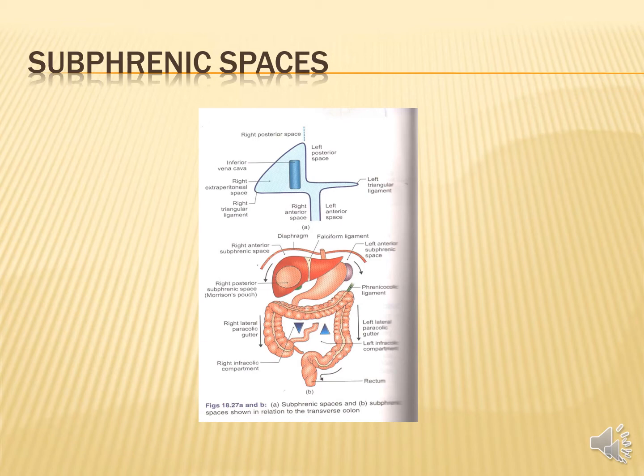So if there is a perforation of a gastric ulcer, then the contents can go into the lesser sac, and that fluid passes out through the epiploic foramen, and it can reach the hepatorenal pouch. So this is the importance of the lesser sac, right?